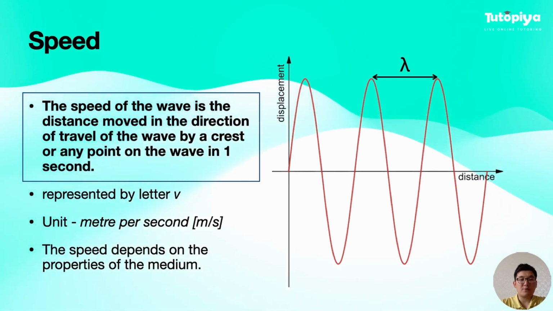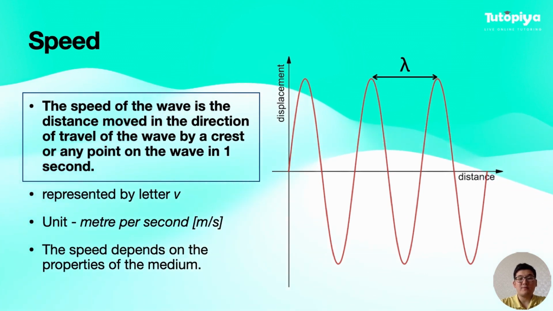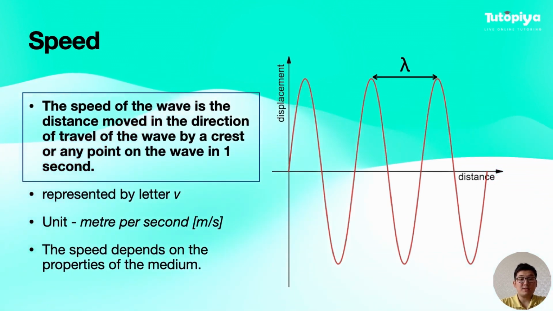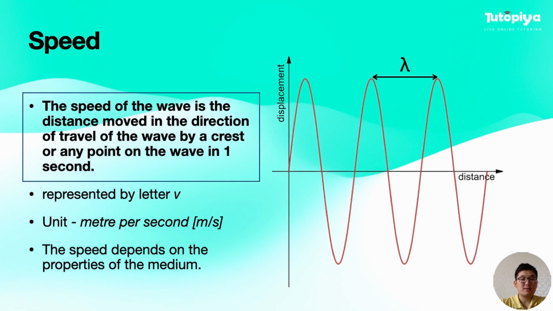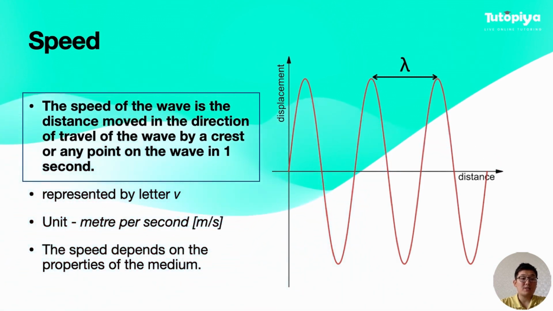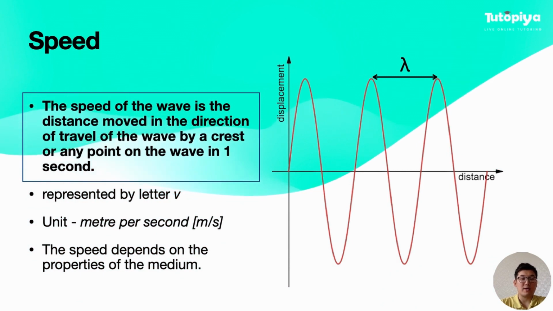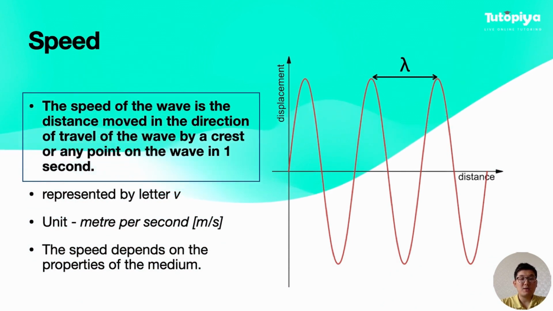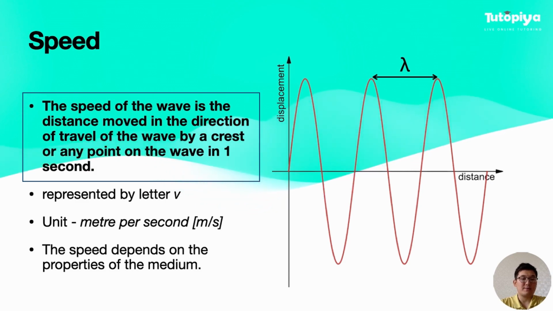The next property is the speed of the wave. The speed is the distance moved by a crest in 1 second of time. Note that we are not talking about a particle moving to the right. It is the speed with which the energy travels. The standard unit of speed is meters per second.